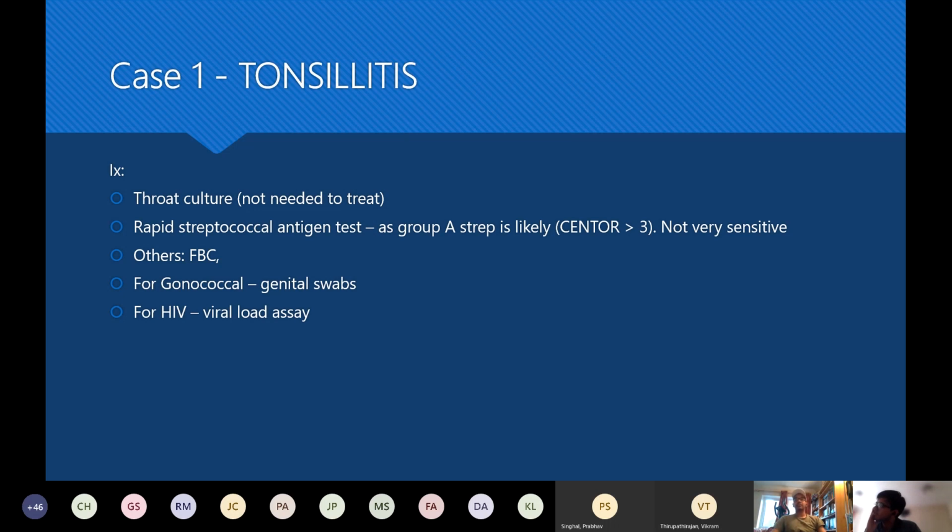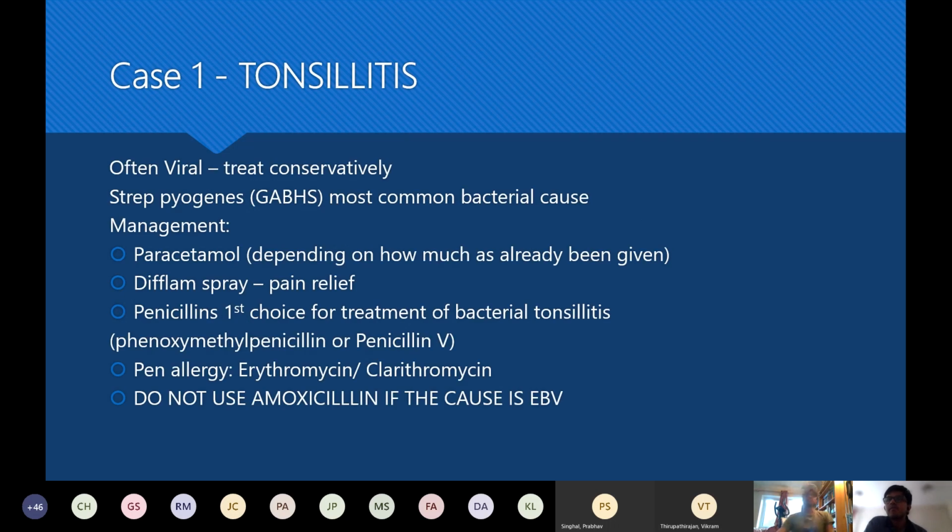But in this case, if they have a temperature and a cough, and they have exudate, then it's likely to be bacterial. So penicillin V is fine. Often it's viral, so you treat it conservatively. Group A strep. Don't forget that they're in pain. So check with the mother how much paracetamol she's already given, and then you can prescribe paracetamol as well. Diflam spray is a useful thing that you'll see in clinic. It's not really in the books, but it's quite often used in clinical practice, which is just an anti-inflammatory spray, like pain relief. Penicillin V for 10 days is usually the course for tonsillitis, and erythromycin if they're allergic.